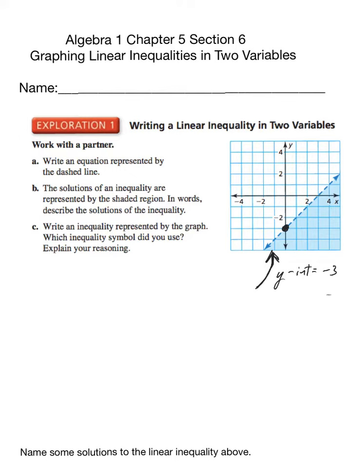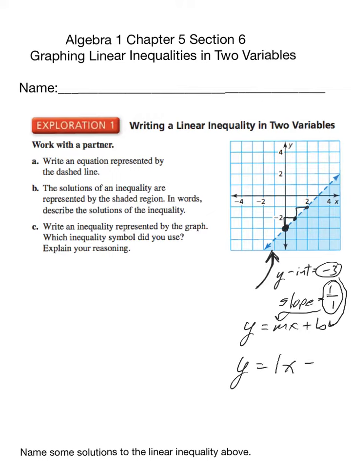And we also need the slope. Well, the slope looks like it's a rise 1, run 1 type of slope. So the slope is going to be 1 over 1, which most of you recognize is just 1. So the full equation of the line, in slope-intercept form, y = mx + b, I'm going to plug in the 1 for the m, and the -3 for the b. So y = 1x - 3, or y = x - 3. And that's the equation of that dotted line.